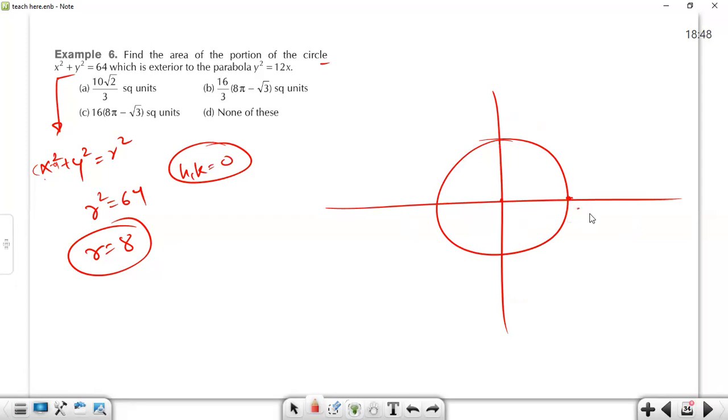Now it is given that there is also a parabola, y square is equal to 12x. There is no constant here, so it is passing through the origin. We can also check: for x equals 0, y equals 0. That's why it is passing through the origin. For all values of y, x is always positive, so the parabola is going to face the positive x side.